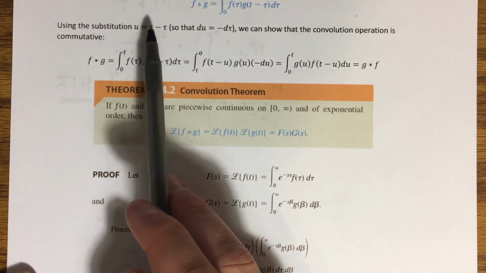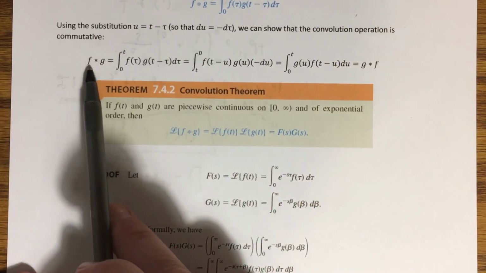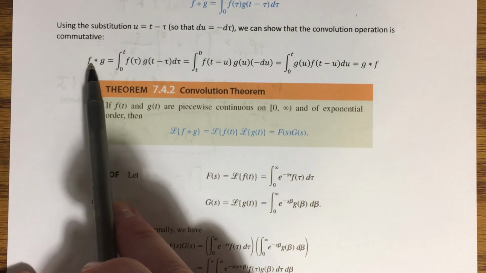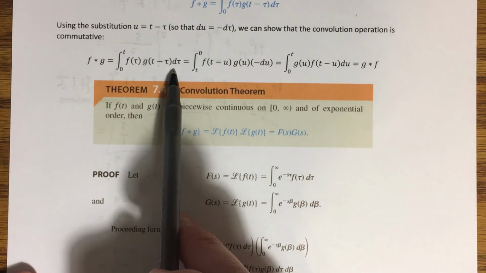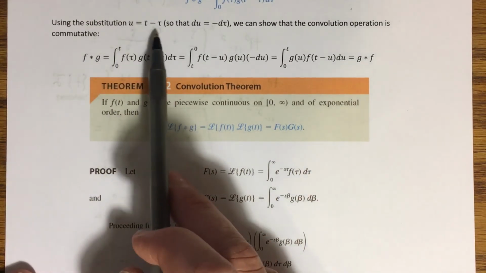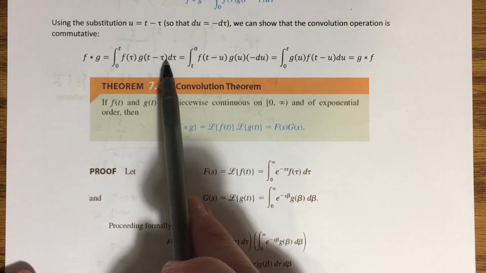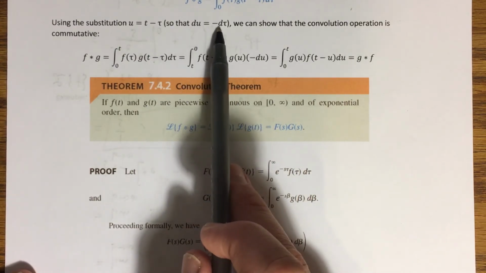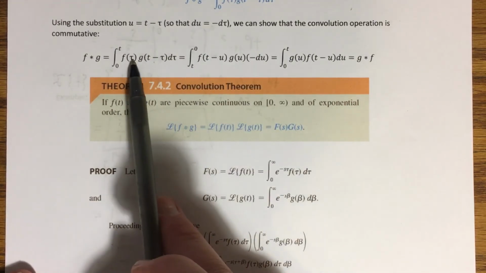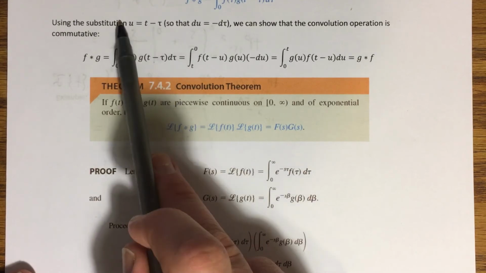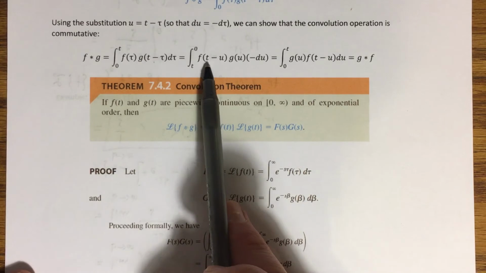So if you set u equal to t minus tau, so that du is equal to negative d tau, then the convolution of f and g is given by this integral. That's the definition. And then look at where your substitution is going to come into play. So t minus tau is equal to u. We're going to substitute a u in here. D tau would equal negative du, so that d tau becomes a negative du. And then this tau right here, if I solve for this tau by adding it over and subtracting the u, I get tau is equal to t minus u, so that tau becomes t minus u.